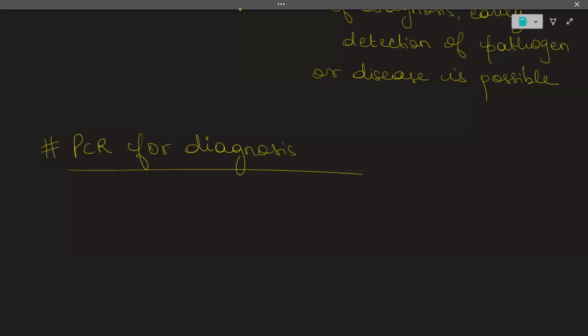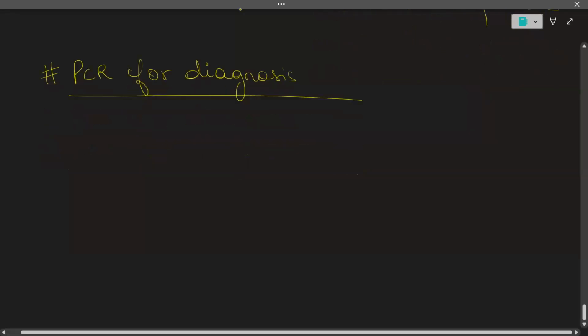Now, many a times PCR now is routinely used to detect HIV in suspected AIDS patient. You might remember RT-PCR, it was used to detect the coronavirus also. So it is a very powerful technique to identify many genetic disorders also. So PCR is that way.